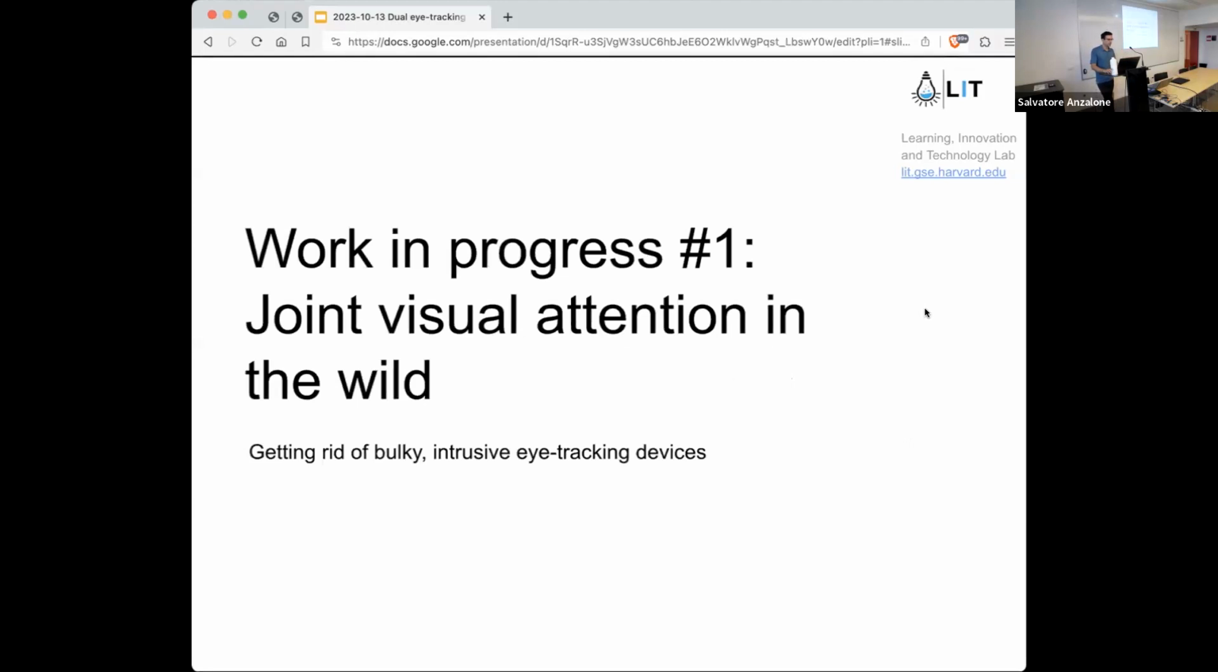The first thing I wanted to talk about is how do we get rid of those bulky, intrusive eye trackers? Because we can't really use that in a classroom. That would be distracting, they're too expensive. It's just too much work to make this work.